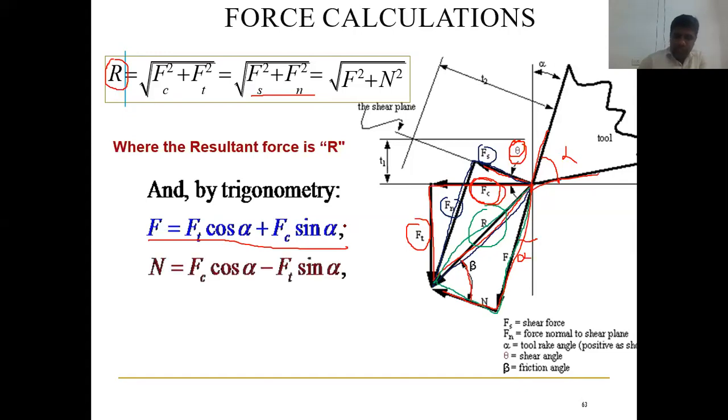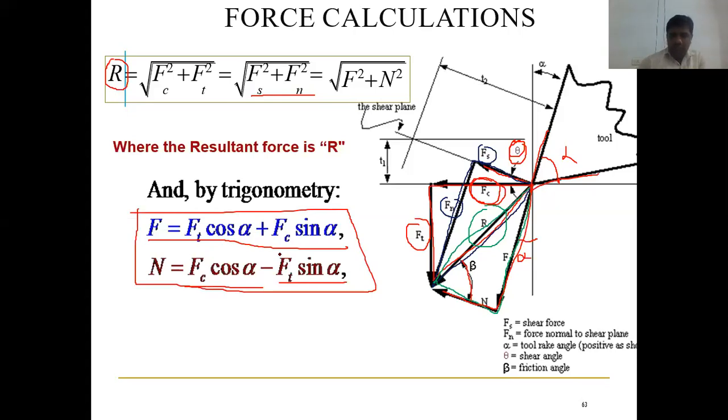Similarly, the normal reaction is quite opposite to that one. The frictional force is on this side of the triangle, and the normal reaction is on this side of the triangle. The normal reaction we can find as FC cos alpha minus FT sin alpha, from the triangular trigonometrical relations. So the normal reaction is cutting force into cos alpha minus thrust force into sin alpha. So these are simple equations for finding the frictional force as well as the normal reaction, right?